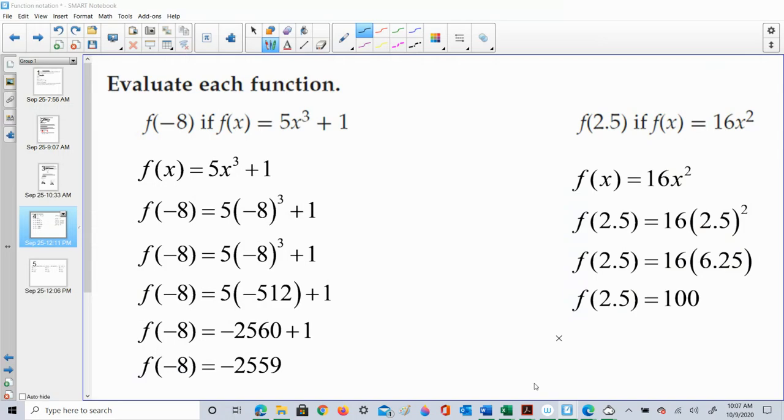If we go back to our problem, that's exactly what negative 8 cubed is, times 5, negative 2560, plus 1. So f of negative 8 is negative 2559. In this example over here, it's just a decimal. It's 16x squared is our function. We need to plug in 2.5 squared. 2.5 squared is 6.25, times 16. We get exactly 100.